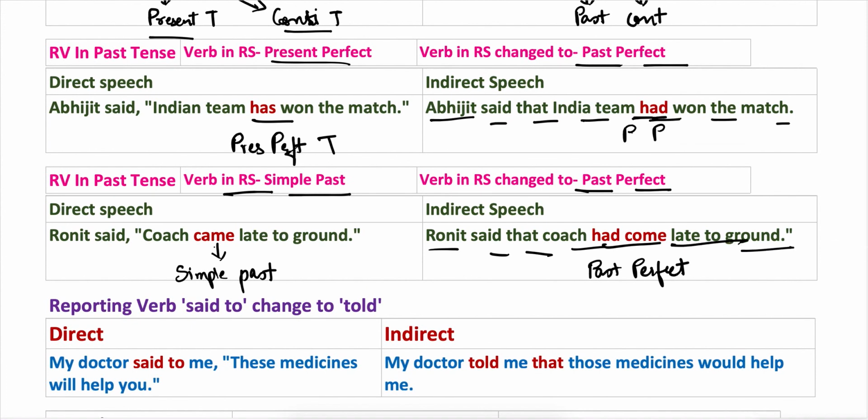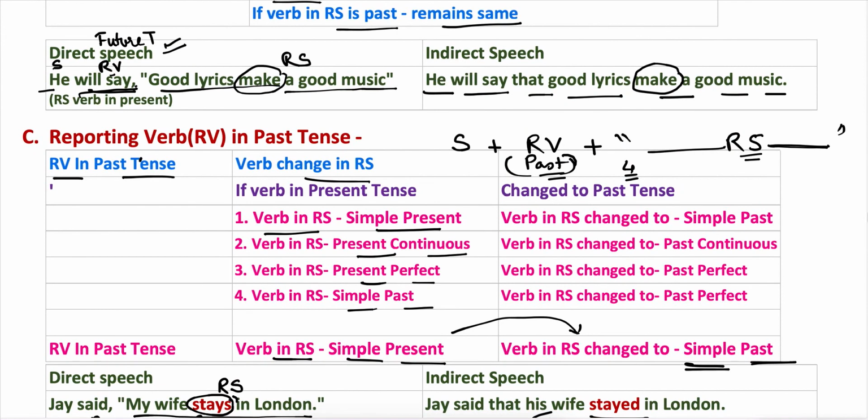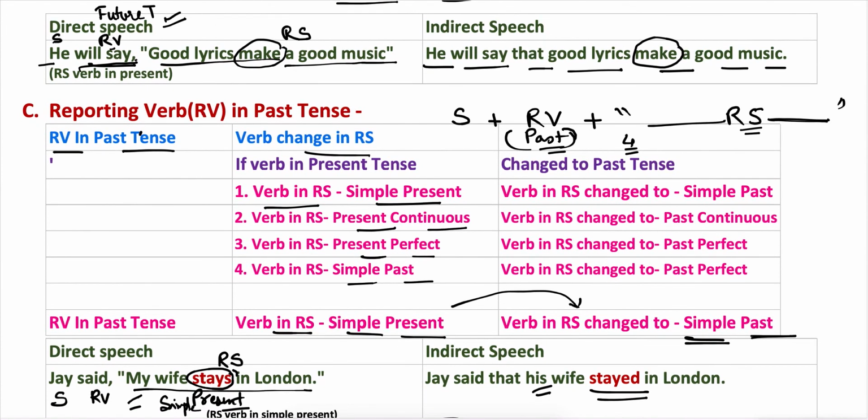So these are the four conditions which we have seen when the reporting verb is present in past. So first we need to identify, to convert a direct speech into indirect speech, what is a reporting verb. Reporting verb, if it is in present, no change of verb in the reported speech. If the reporting verb is in future, no change of verb in the reported speech. But if the reporting verb is in past tense, then there are four conditions of change of verb in the reported speech. The verb of the reported speech, if it is in simple present, it will change to simple past.